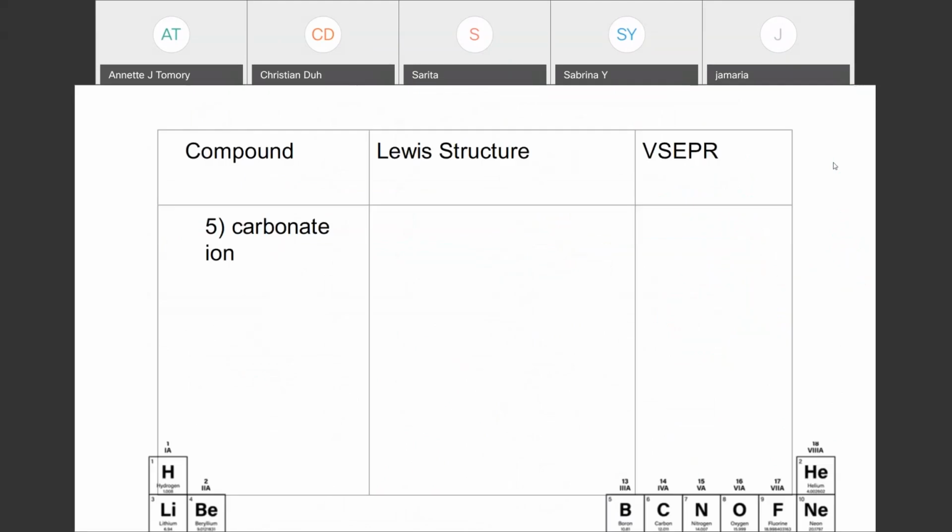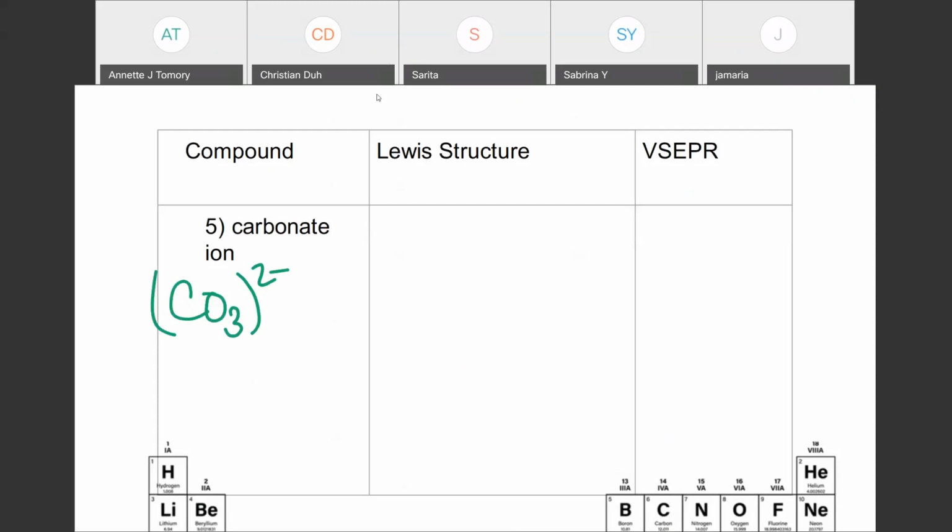Okay, carbonate. I didn't tell you what carbonate was. Is it CO3 -2? It sure is. CO3 with a -2 charge. All right. So this is going to be another one of those that you have to actually check for the formal charge, because there will be a double bond involved here. So I'm going to give you a second to pause it and let you think about it first, okay?